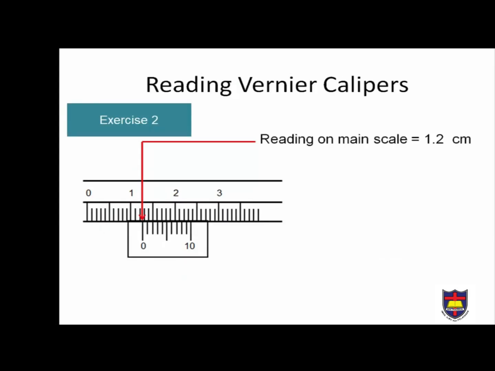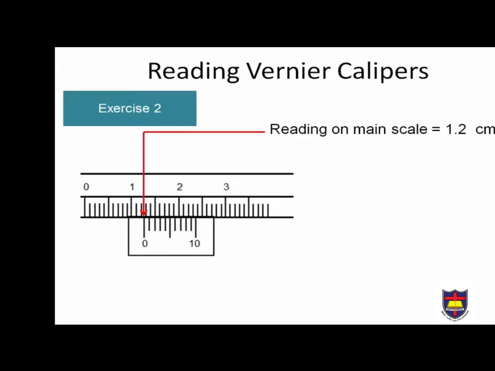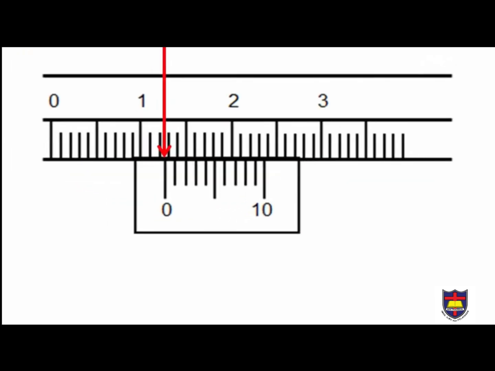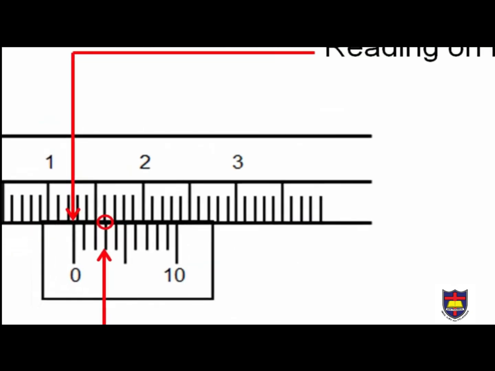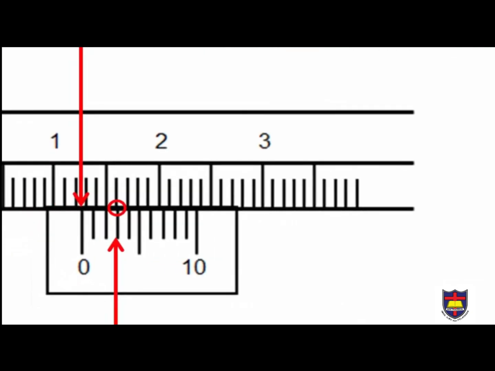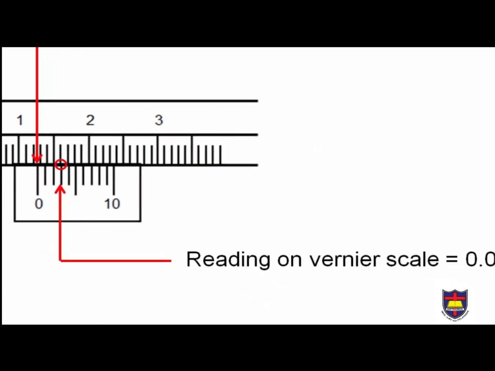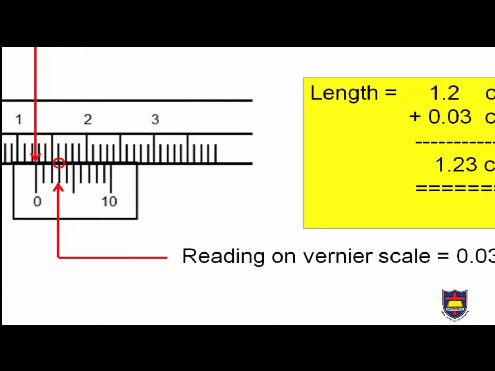Next, example 2. The reading on the main scale is 1.2 cm. The vernier scale reading we can find from the parallel line, and the answer is the marking on the vernier scale is 0.03 centimeter, so the total length is 1.23 centimeter.